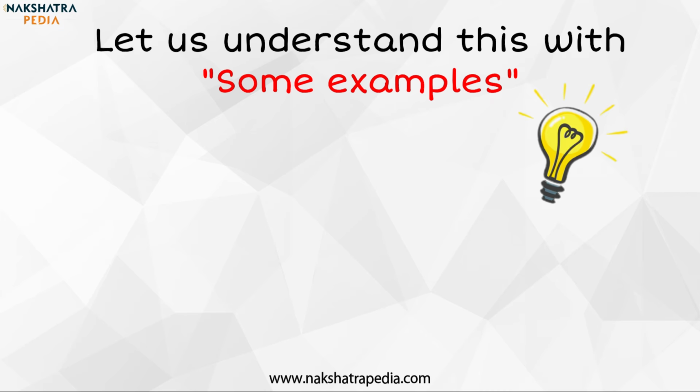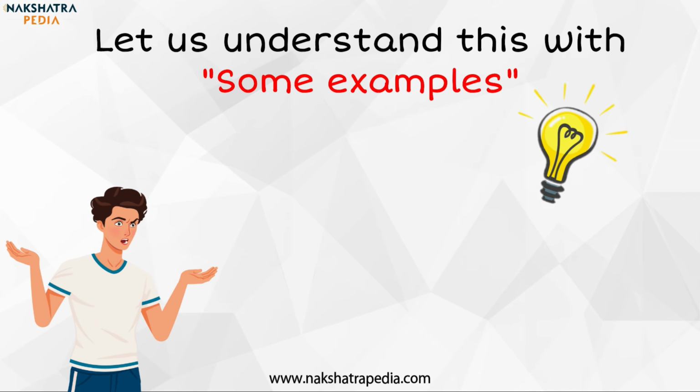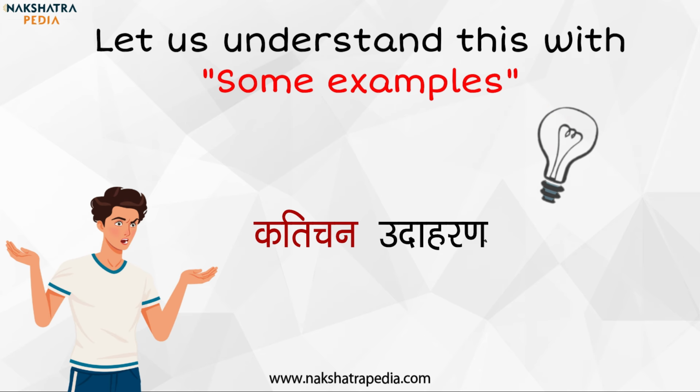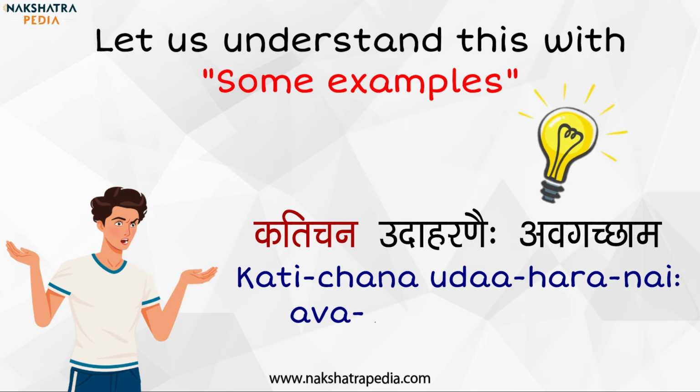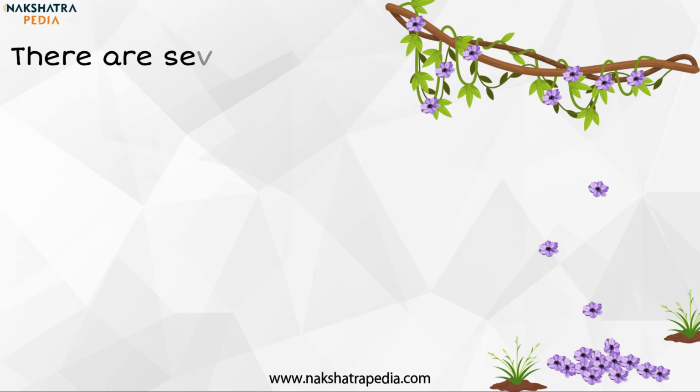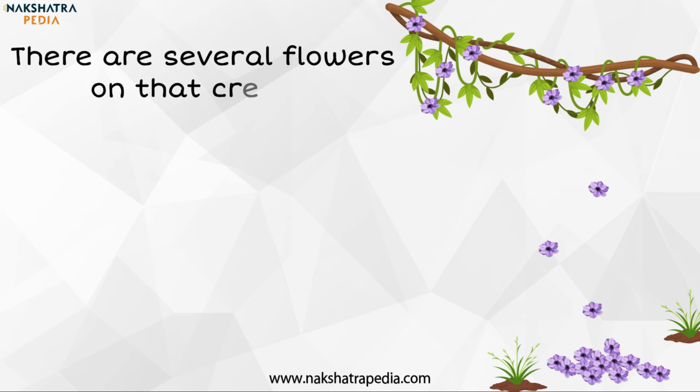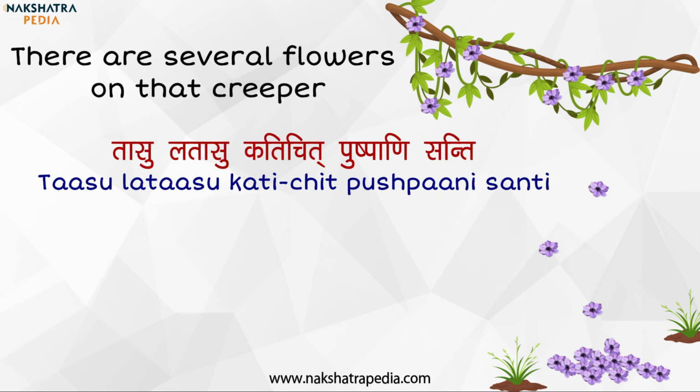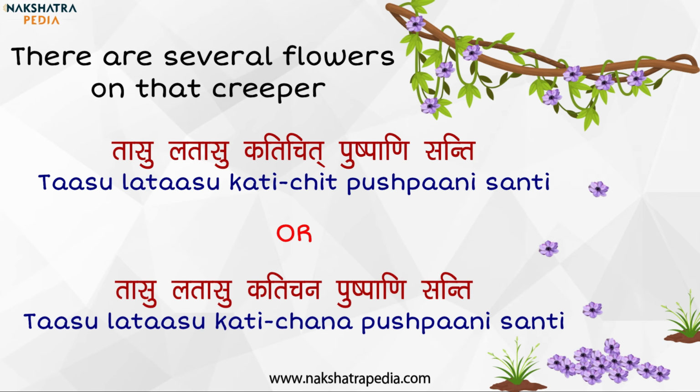Well, in this sentence also I express uncertainty of count as we do not know the number of examples. So this same sentence in Samskrutam will be Katichana udaharanaihi avagachama. There are several flowers on that creeper. Here, several shows the uncertainty of count. So the sentence will be Tasu latasu katichit pushpani santi or Tasu latasu katichana pushpani santi.